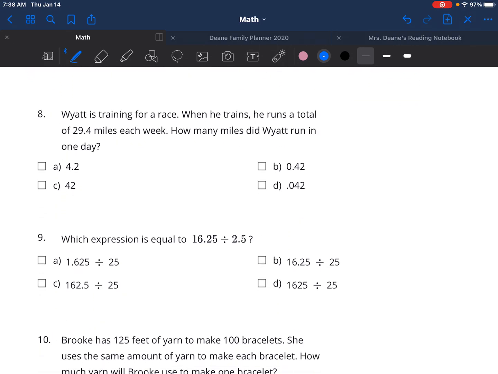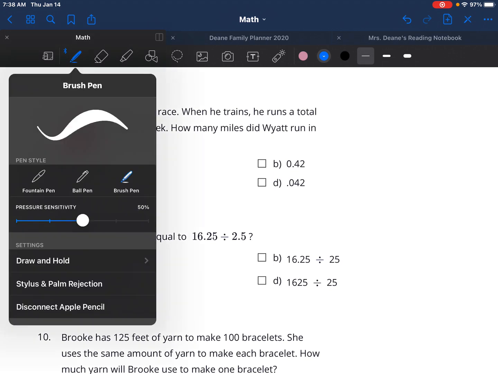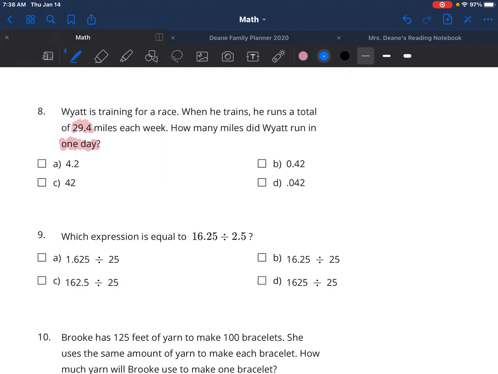Number 8, Wyatt is training for a race. When he trains, he runs a total of 29.4 miles each week. How many miles did Wyatt run in one day? So this is the same like the problem we did in class. We know that there are 7 days in a week. So all you have to do is take 29.4 divided by 7.